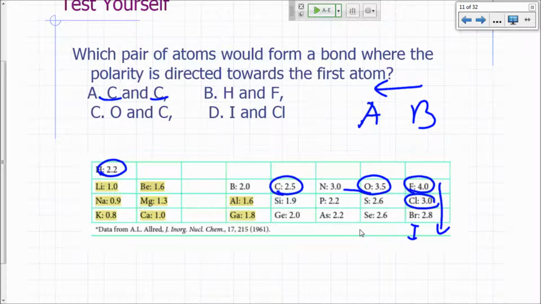If polarity is directed towards the first atom, what does that mean? Which atom is more electronegative? Polarity is directed towards the more electronegative atom. So another way of asking this question would be, for which pair is the first atom more electronegative than the other? Ready?